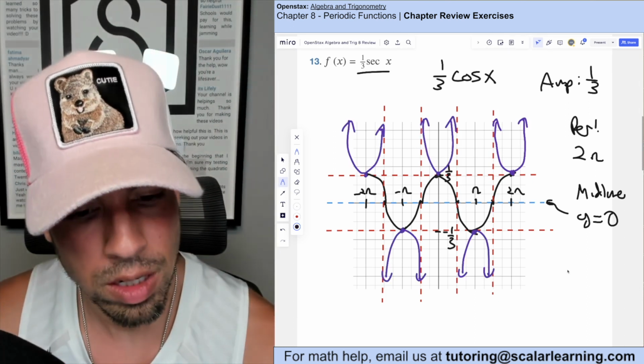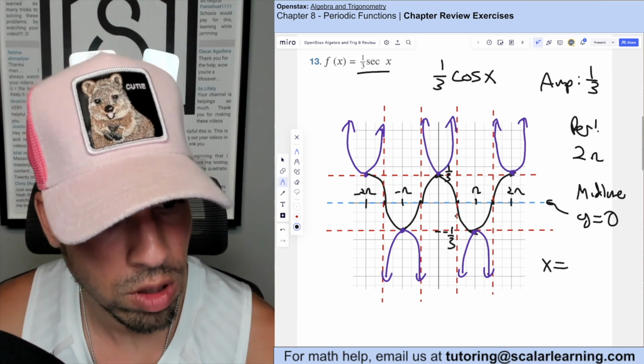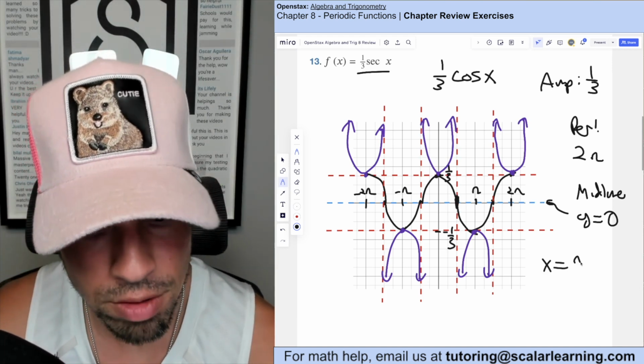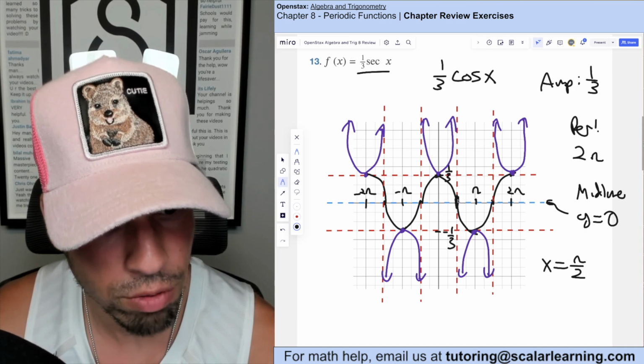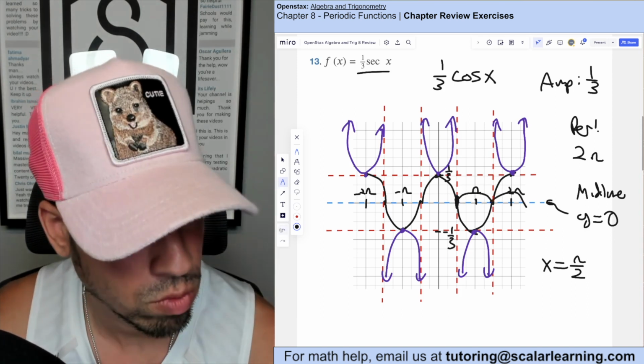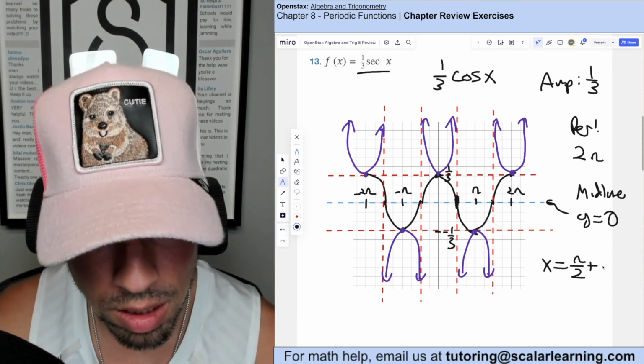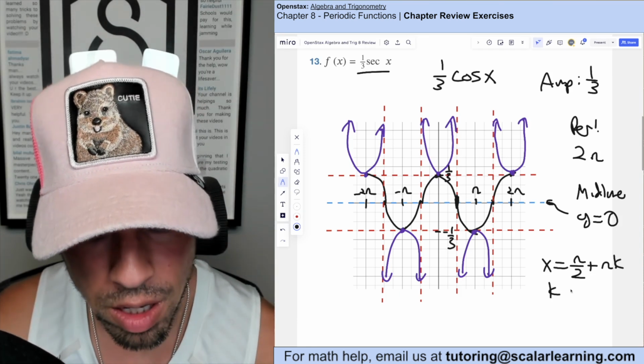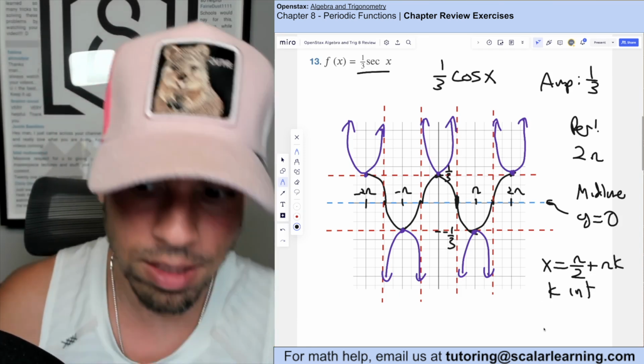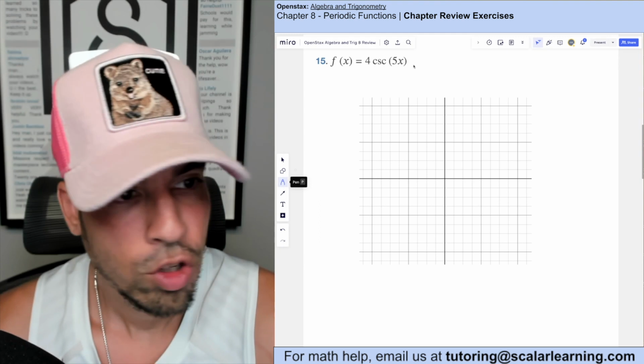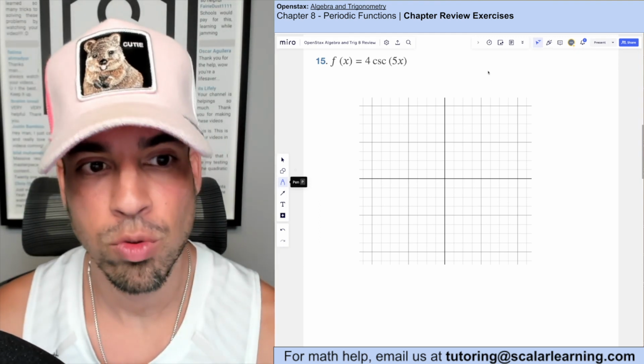Last but not least, we need an equation for the asymptotes. So this one is occurring here at pi halves, and then they're repeating at every pi, right? It's kind of repeating in increments of pi. So I can say plus pi k, where k is an integer, and that's how you do it. Boom, done.